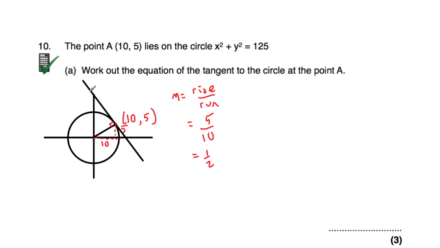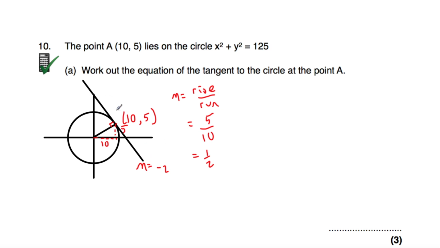Now we want to find the gradient of the tangent. The gradient of the tangent will be the negative reciprocal of that. The reciprocal of a half is 2, and we change the sign from positive to negative, so negative 2. That makes sense: it's quite a steep line going downwards, so it'll have a negative gradient. If the radius has a gradient of a half, then the tangent is a bit steeper going down. So the gradient of that tangent is negative 2.